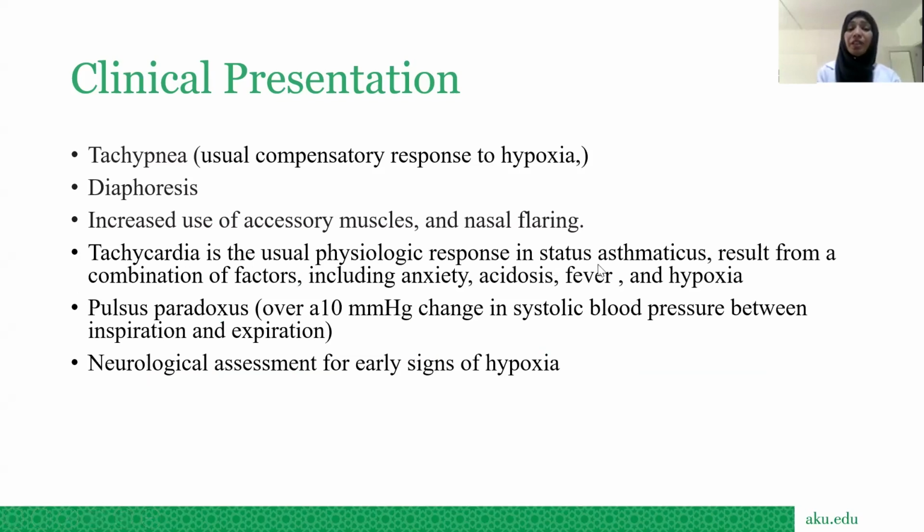Then there will be pulsus paradoxus in a patient with status asthmaticus. So what is pulsus paradoxus? In normal patients, the change in systolic blood pressure between inspiration and expiration is only around 5 millimeters of mercury. When this change is more than 10 millimeters of mercury, it is called pulsus paradoxus, and this happens in a patient with status asthmaticus. So pulsus paradoxus is an important clinical sign. We should do a complete neurological assessment for early signs of hypoxia. If your patient was initially active and is now becoming agitated, irritable, or comatose, it means his hypoxia is worsening.